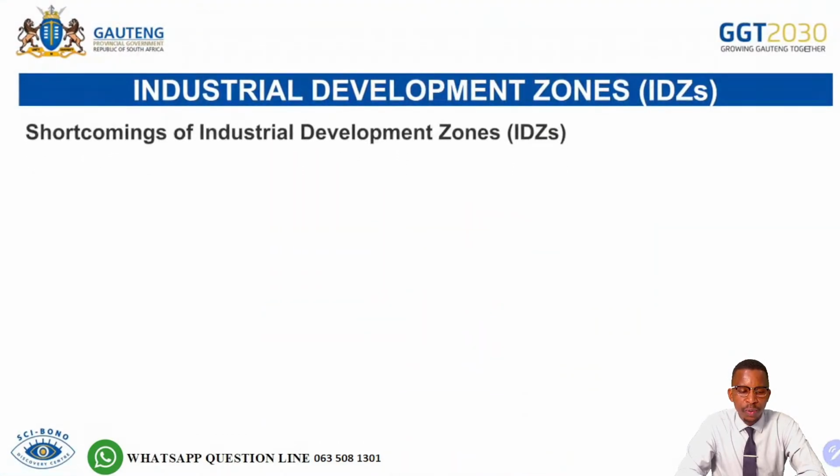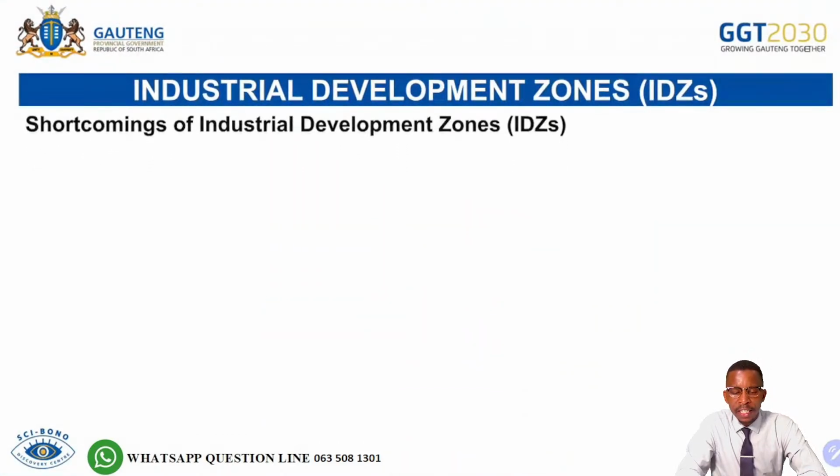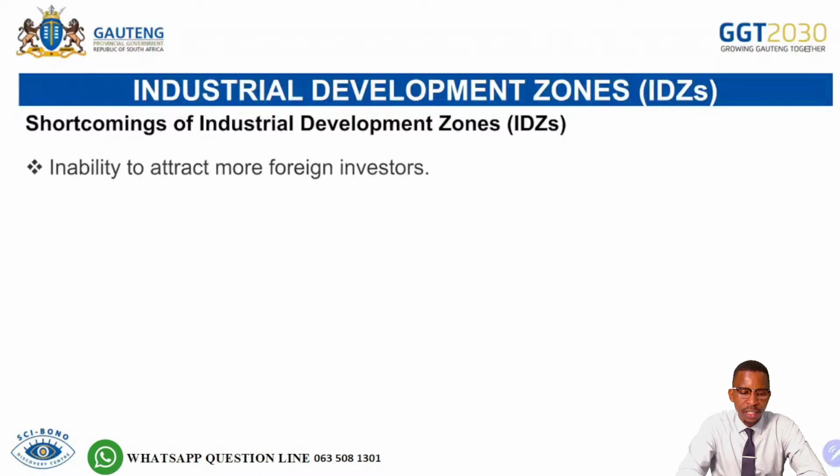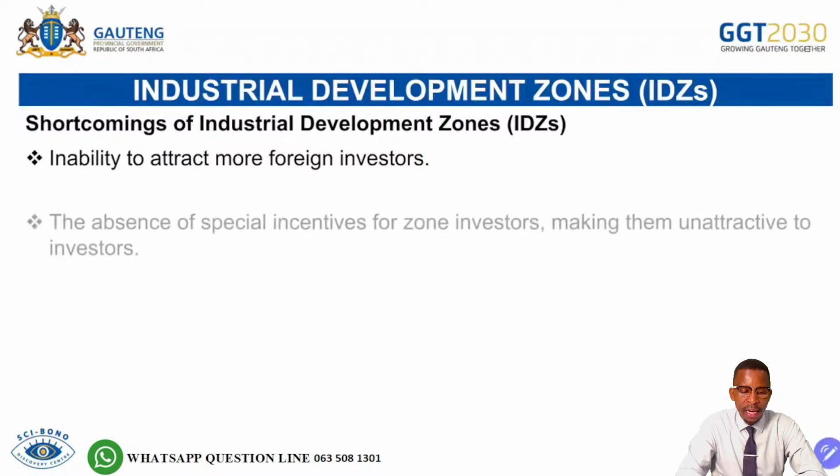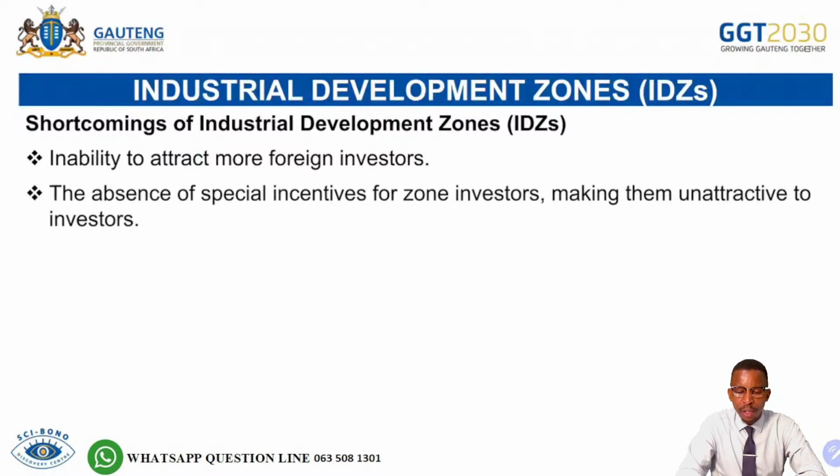So we continue with the shortcomings, or challenges, of industrial development zones. Which are the challenges? Inability to attract more foreign investors. It finds it difficult to attract more foreign direct investors, even though we have some incentives that are extended to businesses investing around IDZs. The absence of special incentives for zone investors makes them unattractive. So there is less investment given. Remember, it's mainly the duty-free incentive and the proper infrastructure for exporters.